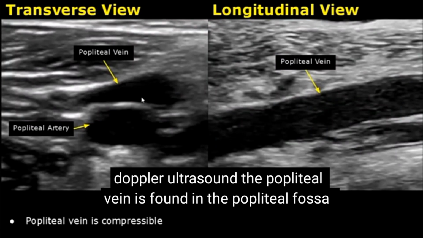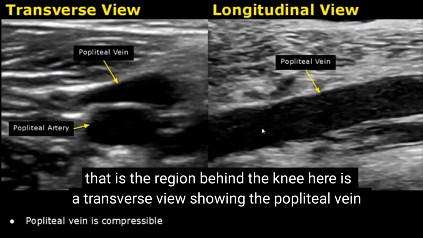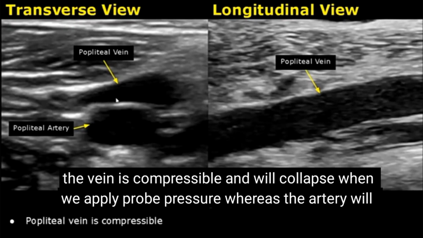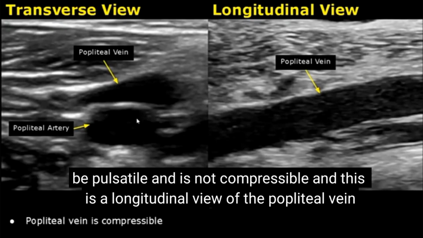The popliteal vein is found in the popliteal fossa, that is the region behind the knee. Here is a transverse view showing the popliteal vein. The vein is compressible and will collapse when we apply pressure, whereas the artery is pulsatile and is not compressible, and this is a longitudinal view of the popliteal vein.